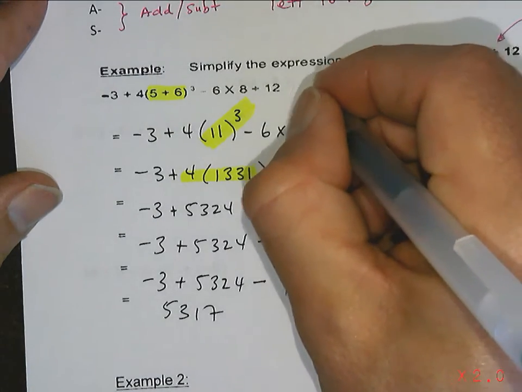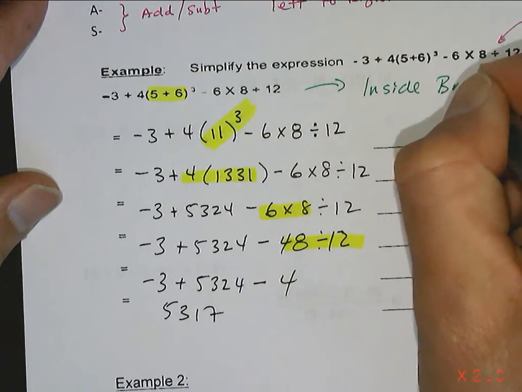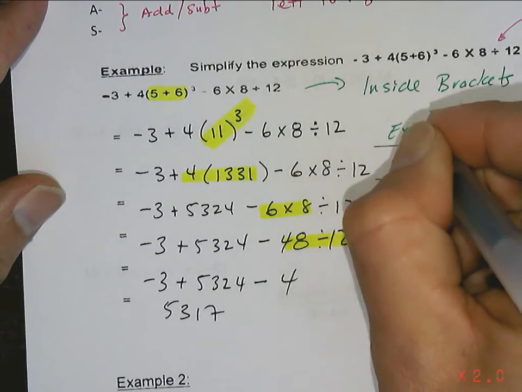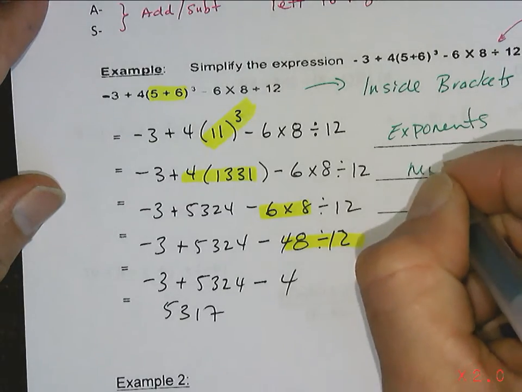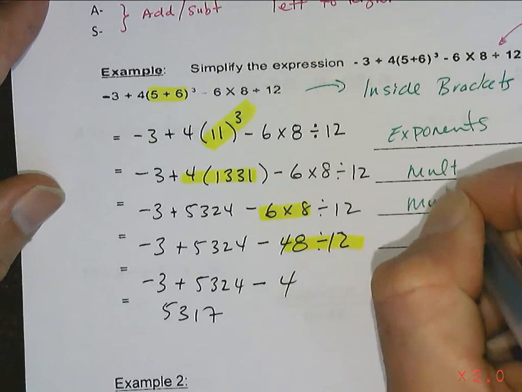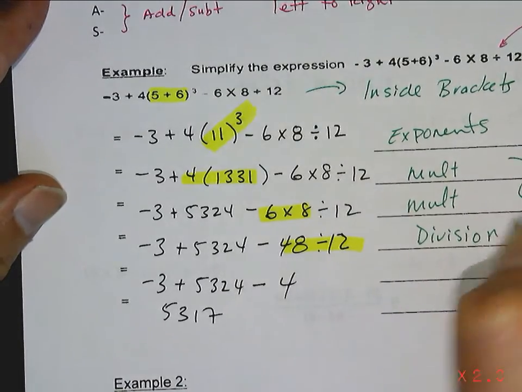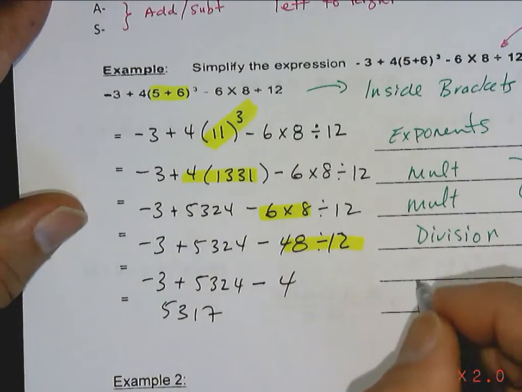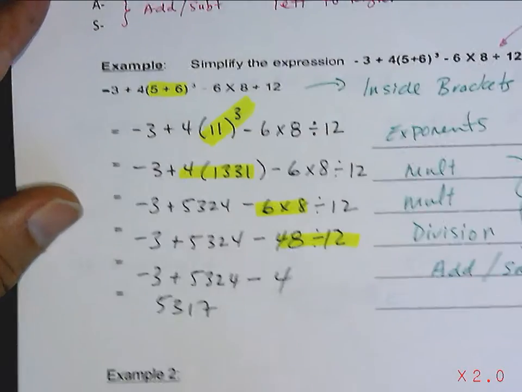So what did we do first? We started off with inside the brackets. That's what we always start off with. Then we looked at the exponents, also called the powers. And then we did multiplication, and then we did division. And notice those were all in the order that they occurred left to right, so moving across the equation. And then we just did addition and subtraction. And that was it. That was how we did that question.